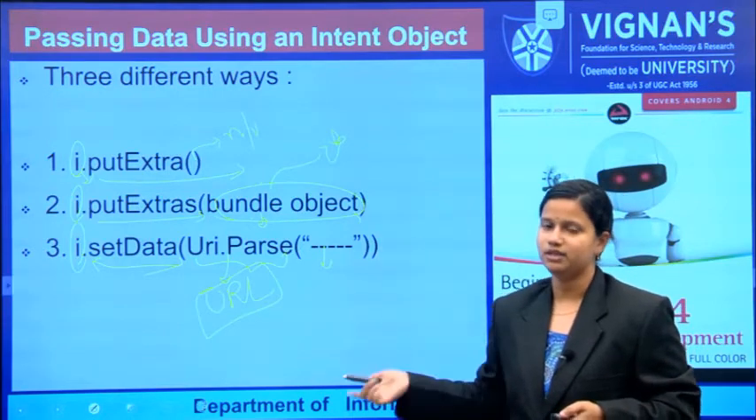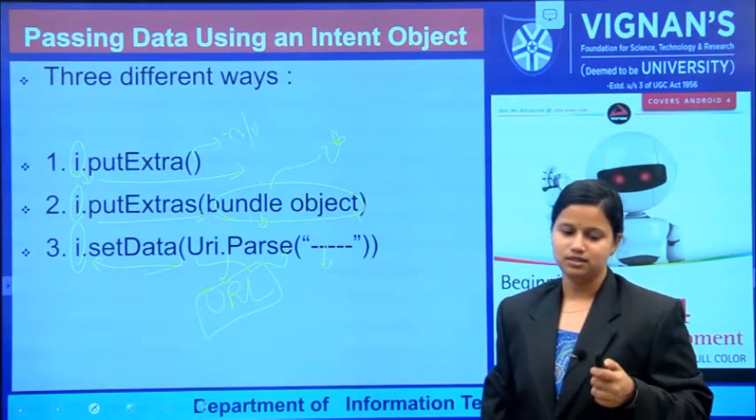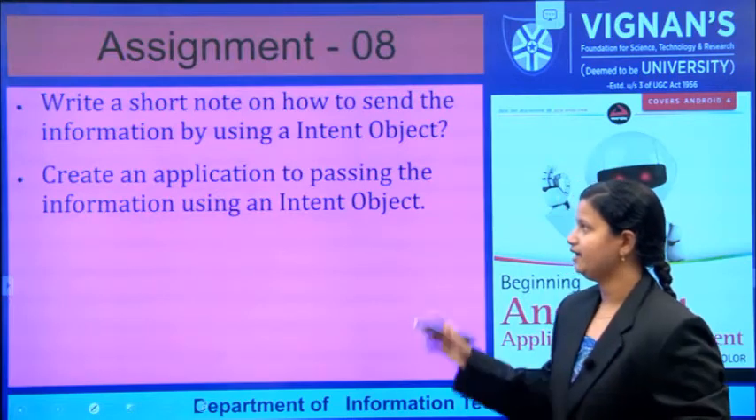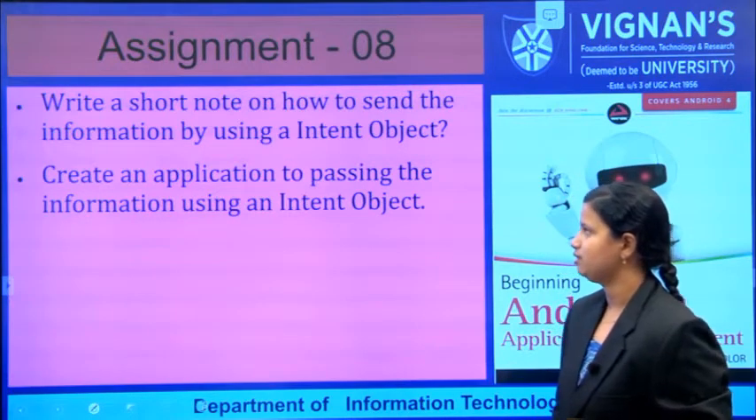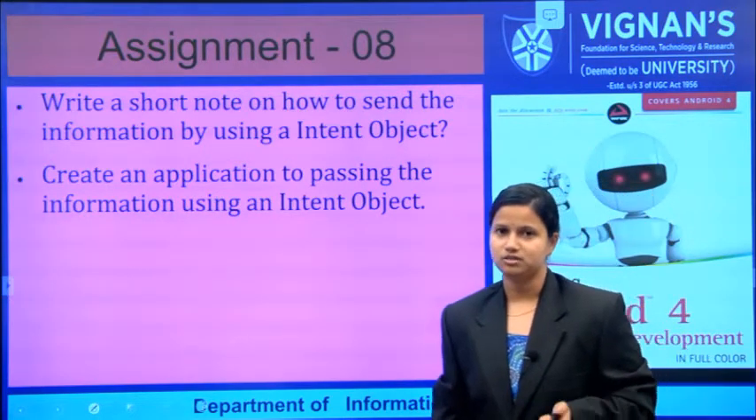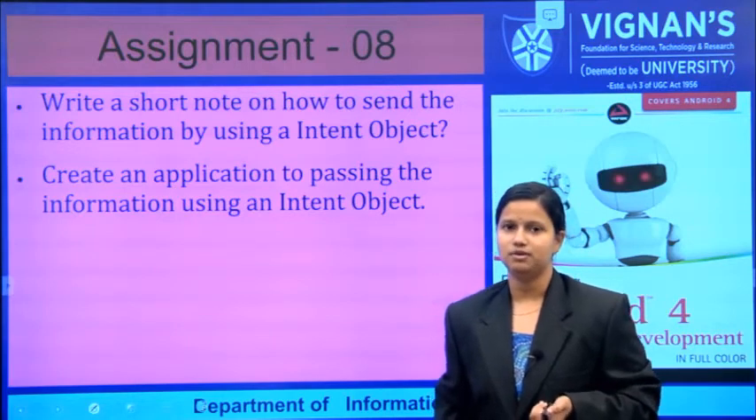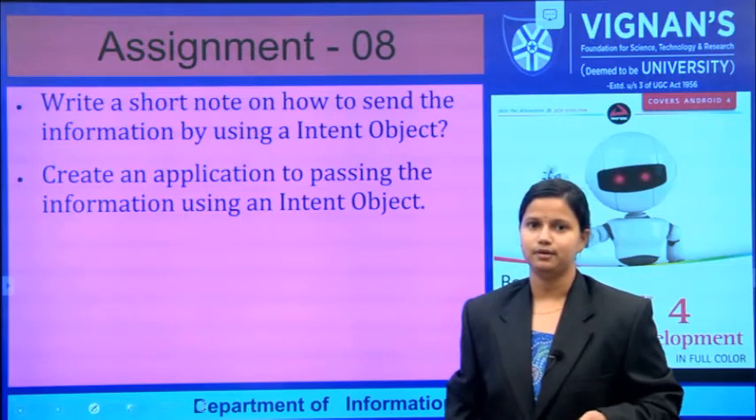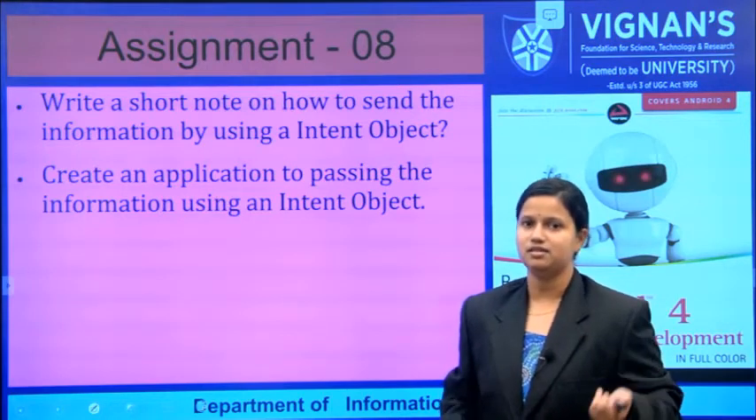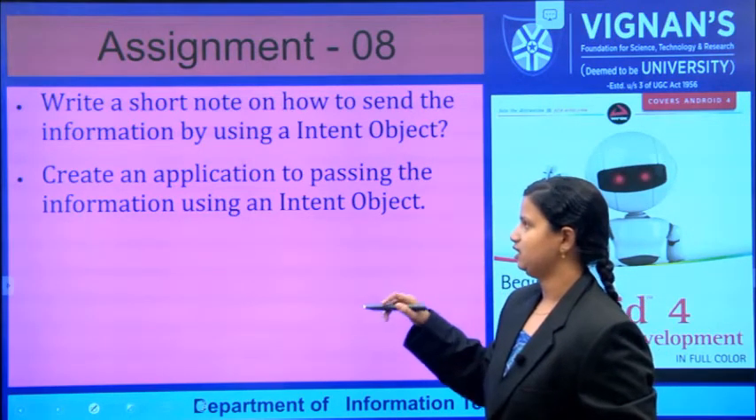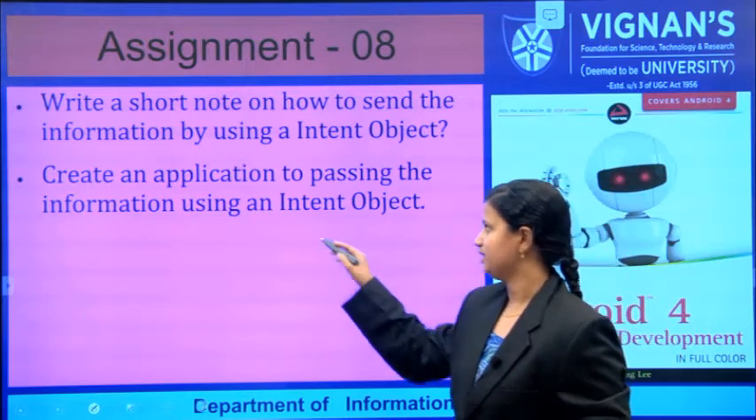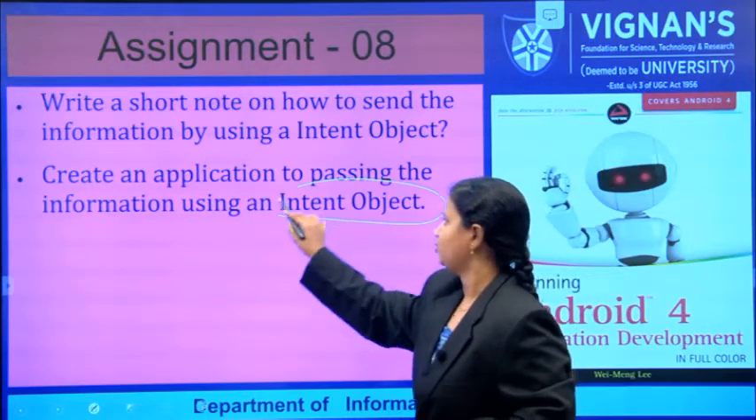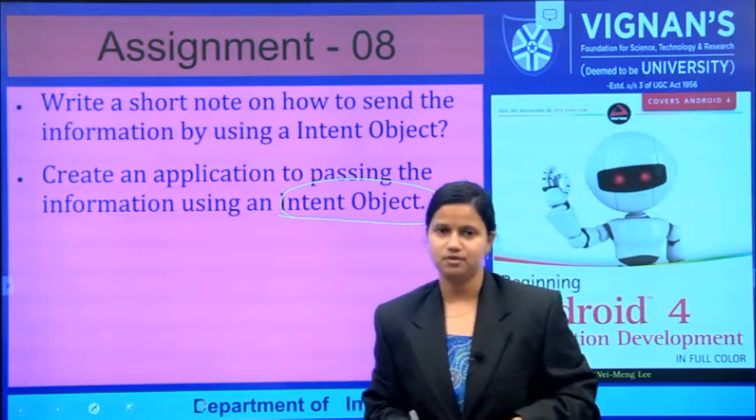These are the three different methods to pass the information, and create one application for passing information using an intent object. Previously we developed an application showing how to return results from one activity to another activity. In the same way, create one application by using these methods. We have to pass the information by using an intent object.